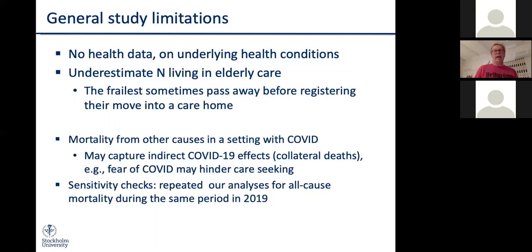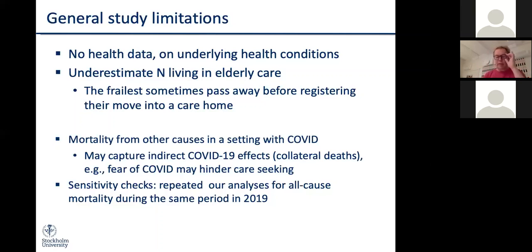Okay, and then the other limitation, at the second end of this slide, is that maybe the COVID-19 mortality also has additional effects on general cause mortality, collateral death, if people are not seeking care. But that we have taken care of by doing sensitivity checks where we repeat our analysis for the same period in 2019, so that we can validate our studies and see how it looks under a normal situation.